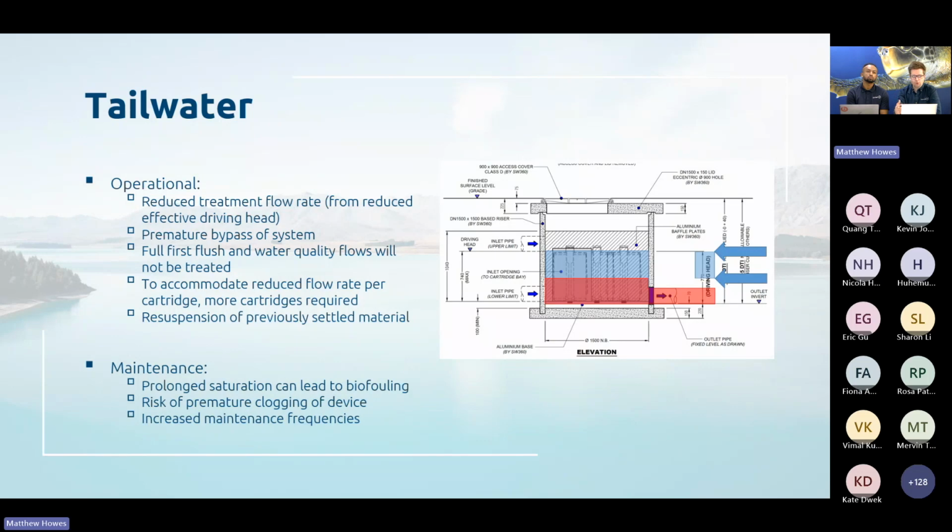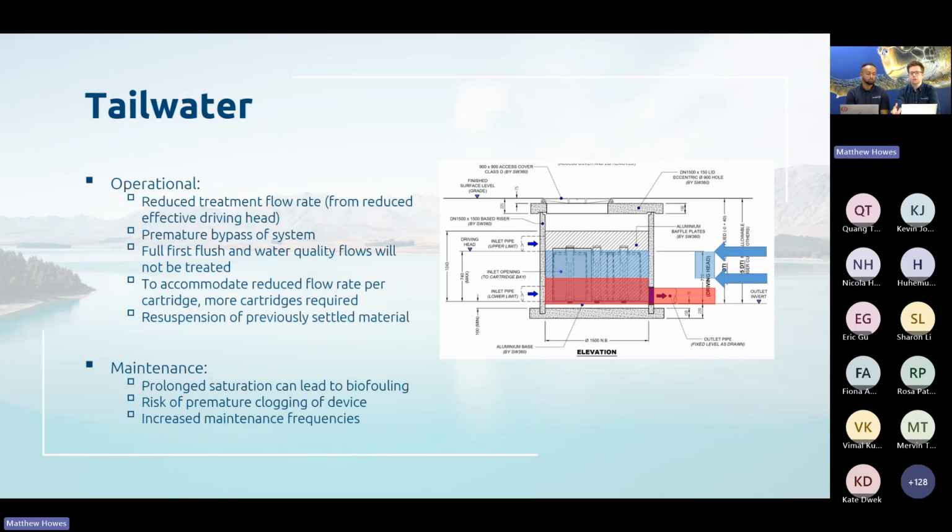So stormwater treatment devices are sized to treat the water quality flows. Most places in the country, that is a rainfall intensity of 10 millimeters per hour. And in Christchurch, that's a rainfall intensity of 5 millimeters per hour. If there's tailwater and the system is going to prematurely bypass, that means that we won't be treating the flows of water that we expect to be treating.